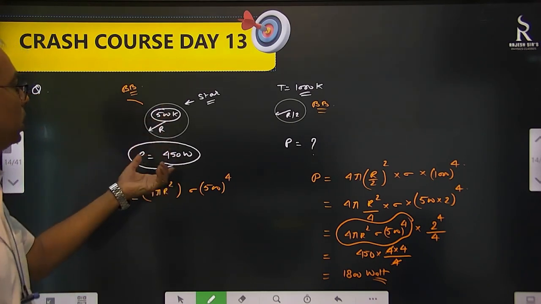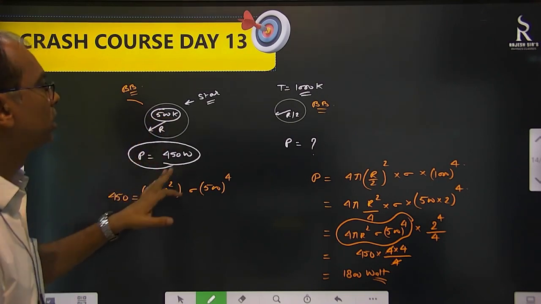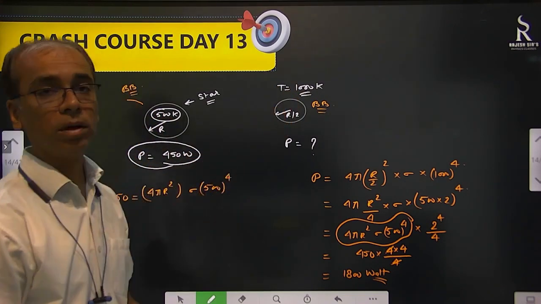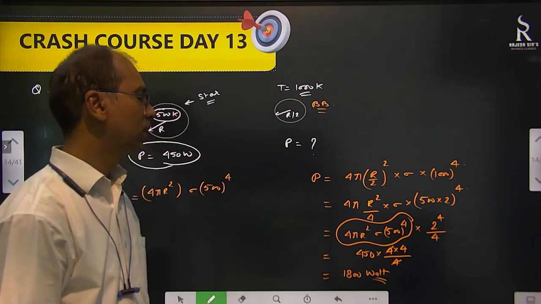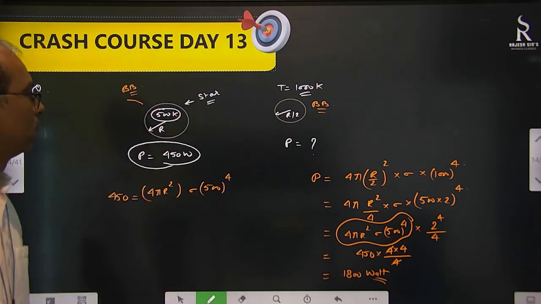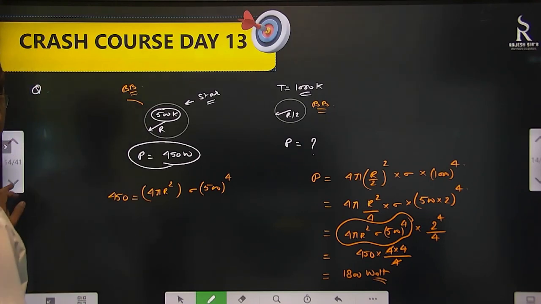Here the first star is radiating with the greater R value but lesser temperature. For the second, the temperature is doubled but the radius is half. So how much power is it generating? 1800, whereas the first was generating 450. Okay, let's see next.